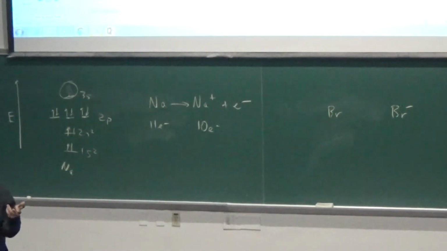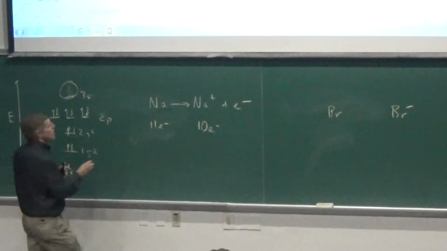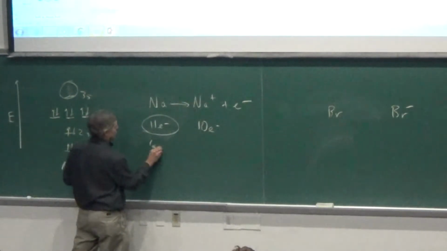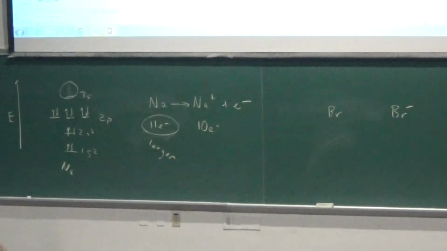If I put 1 more electron there and then I have 11, they're going to repel each other even more. I'm adding more repulsive terms. The more repulsive terms you have between all the electrons, the larger it is, because it effectively causes it to swell up. So sodium as an atom is larger than sodium as a cation.